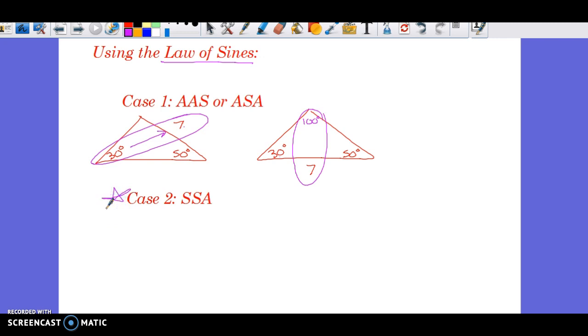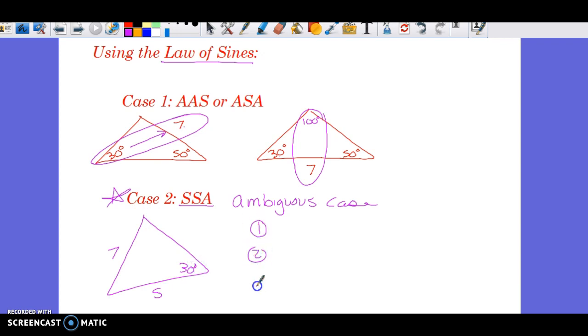Case 2 is kind of an oddball. This is side-side-angle, which, if you remember from geometry, spells the bad word backwards. And you were told not to trust it. And this is the reason why. This is called the ambiguous case. Okay? So if I have a side, and then an angle, one of three things are going to happen.